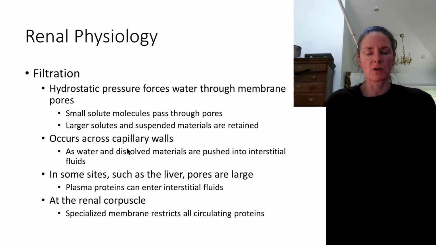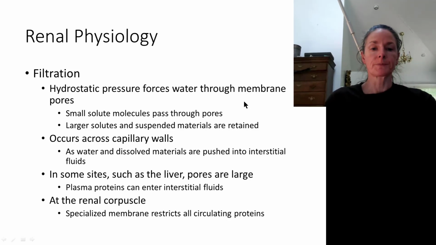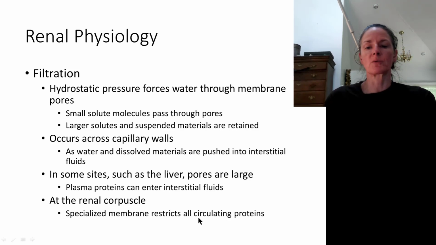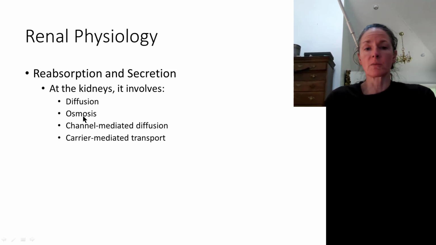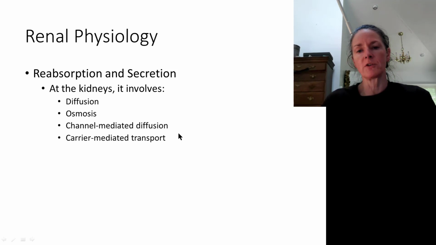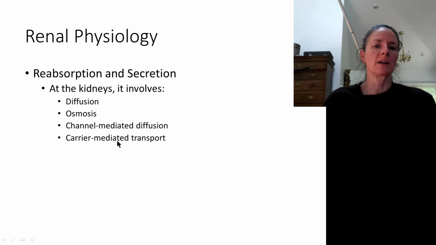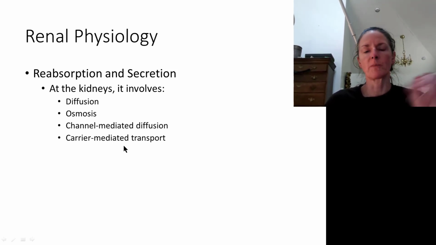And we've talked about the different types of endothelial cells, fenestrated endothelial cells, and ones with sinusoids. But now we're going to focus on the fenestrated ones, because we are going to have these special membranes that are going to restrict all of our circulating proteins. So we're going to have all kinds of processes going on in the kidney: diffusion, osmosis, some channel-mediated diffusion, and some carrier-mediated transport as well, so both passive and active.